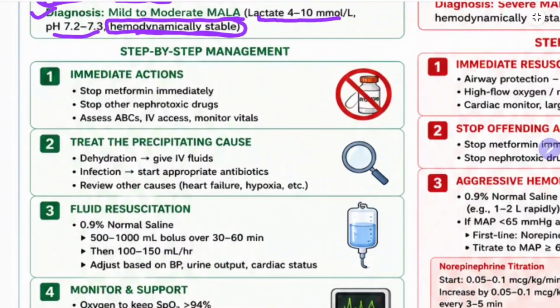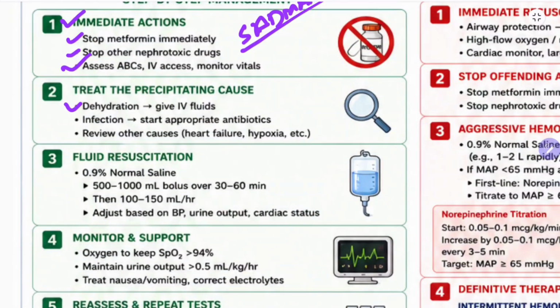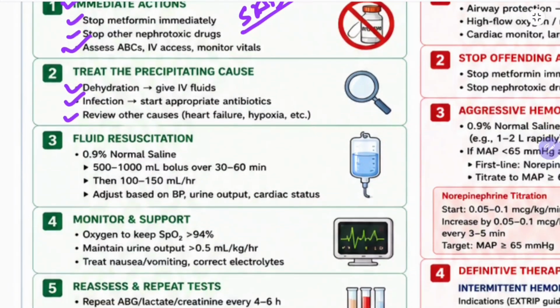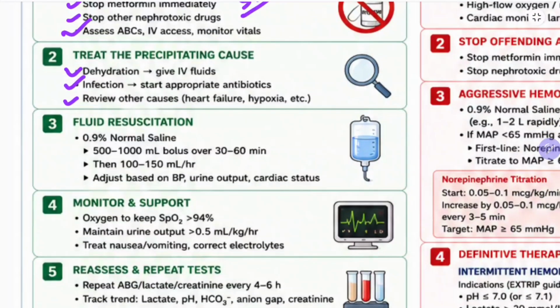Now, step by step management of these patients. Immediate action: stop metformin immediately, stop other nephrotoxic drugs. In one word, stop the Sadman's regimen. Now assess ABCs, IV access, monitor vitals. Treat the precipitating cause. Dehydration is the cause because the patient is having vomiting, so give IV fluids. If the cause is infection, start appropriate antibiotics. If the cause is heart failure or hypoxia, then correct that.